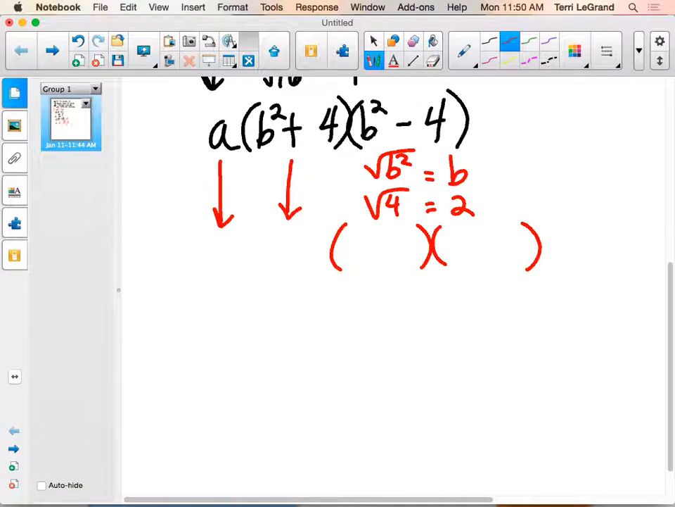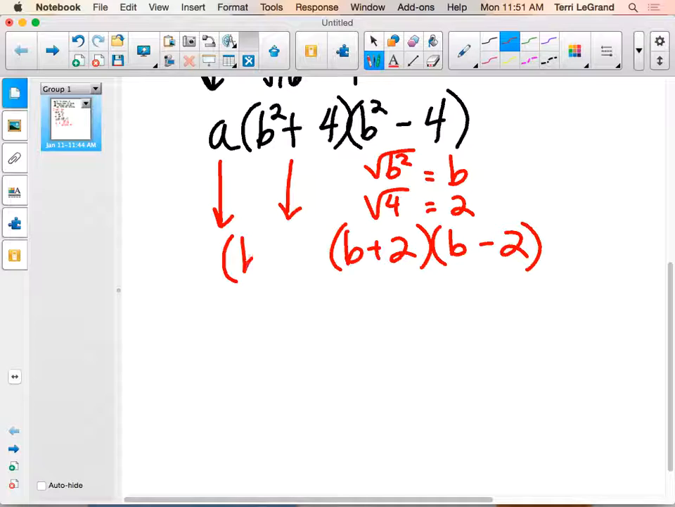What are they? What's b squared minus 4? What's its factor name, Brighton? B plus 2 and b minus 2. Okay, b plus 2 and b minus 2. That's the b squared minus 4 we just factored.